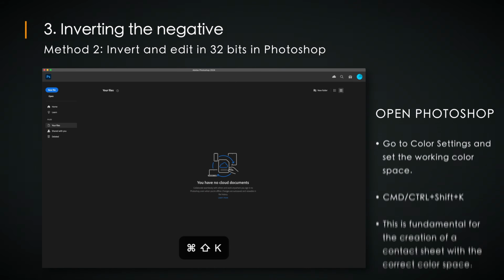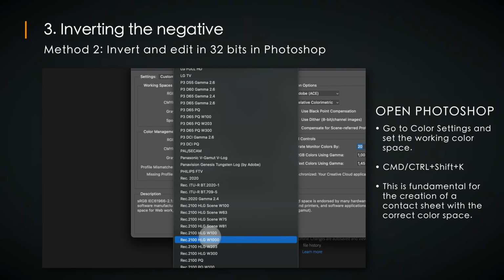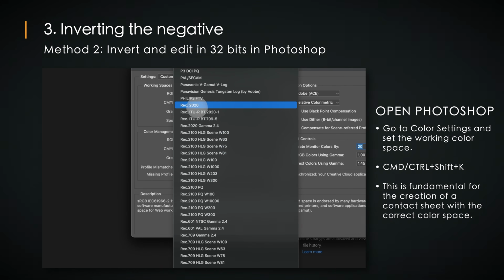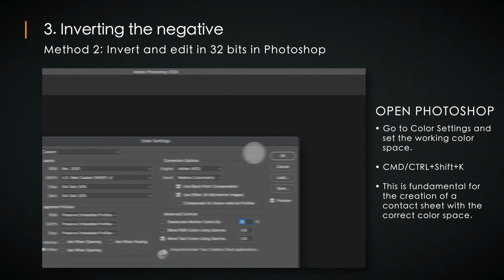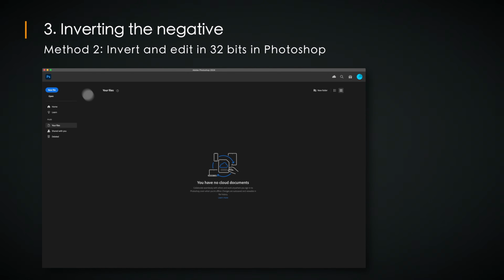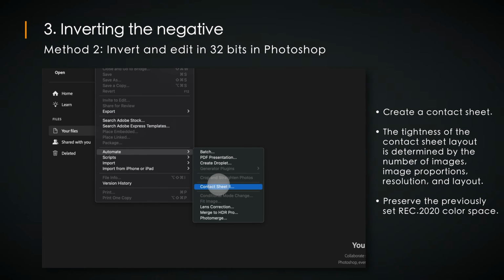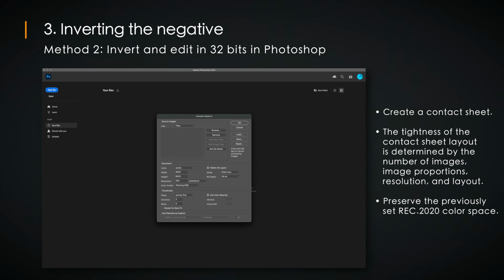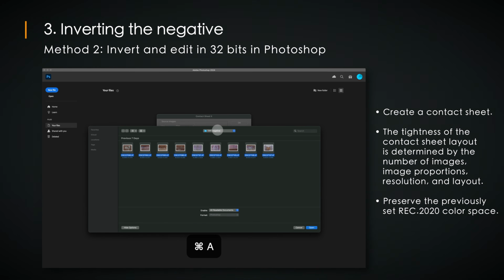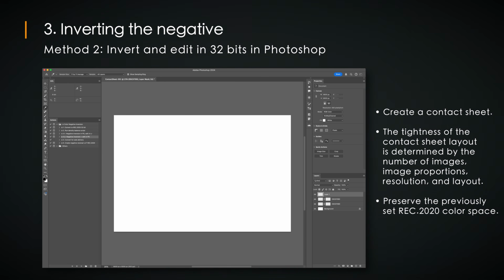Set the working color space of Photoshop to Rec 2020. If this color space isn't available, check the documentation on GitHub on how to install it in your operating system. Go to File, Automate, Contact Sheet. Set image size, resolution, layout, and color space. Some experimentation will be needed in order to avoid wasted space on large contact sheets.